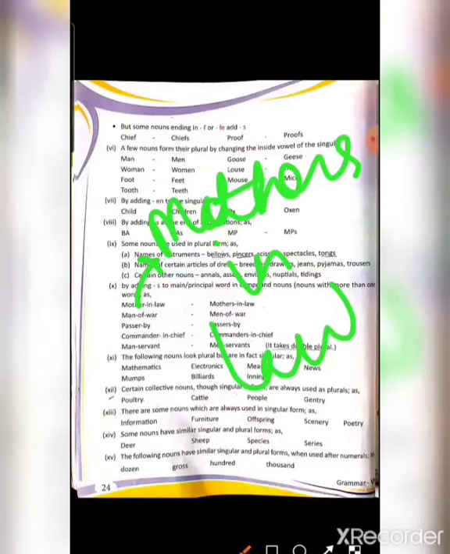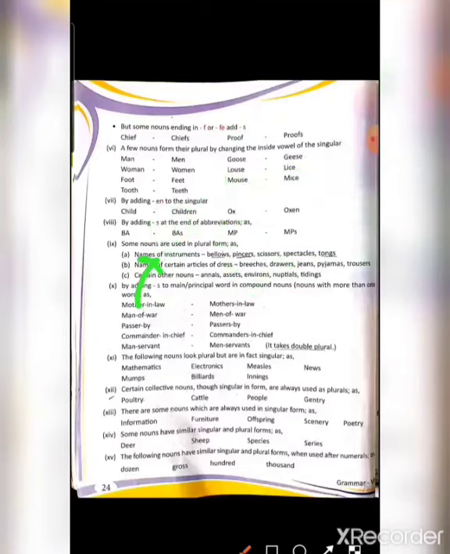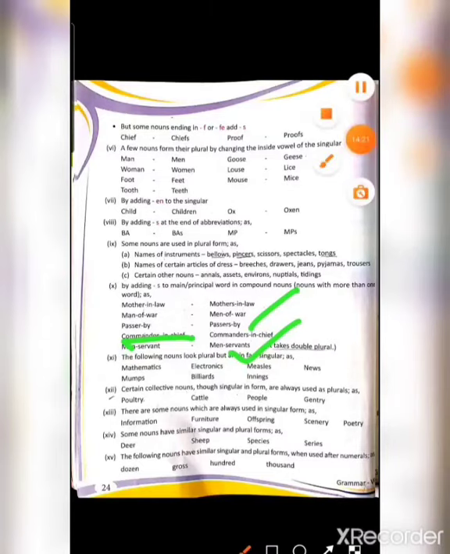In a similar way, man of war will become men of war, because we have already studied that whenever a plural like man or woman is there, we convert it by changing the vowel inside. So man will become men of war, passerby will become passers-by, commander-in-chief will become commanders-in-chief, man-servant will become men-servants. It will take both plurals, men also and servants also. Clear?